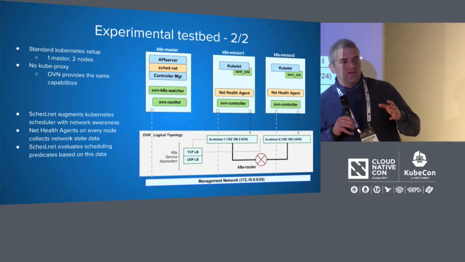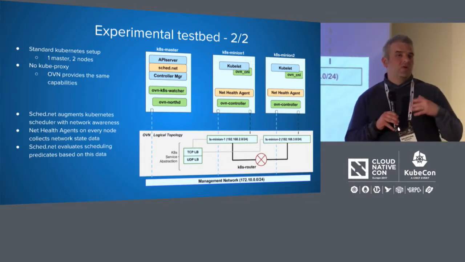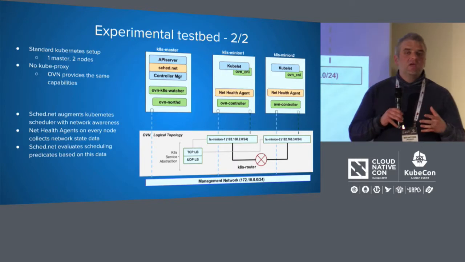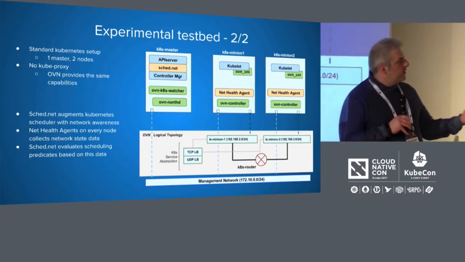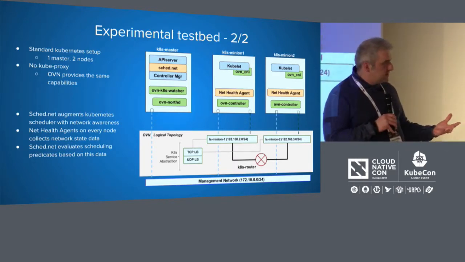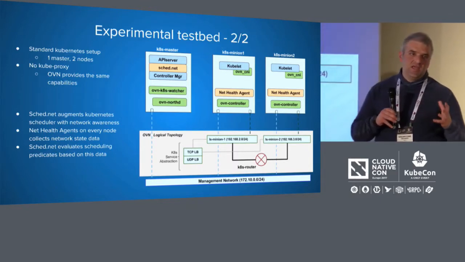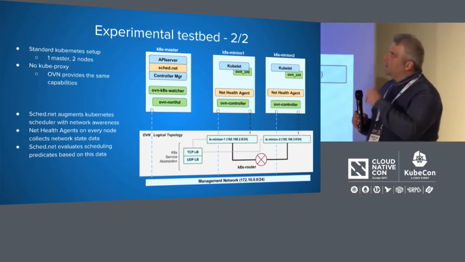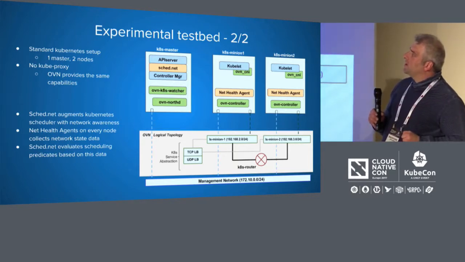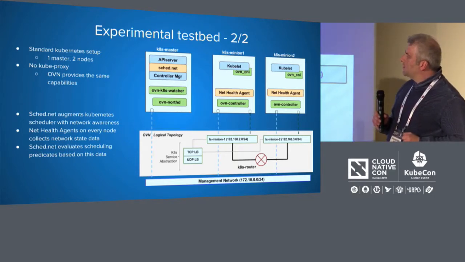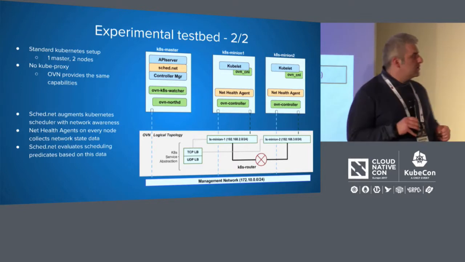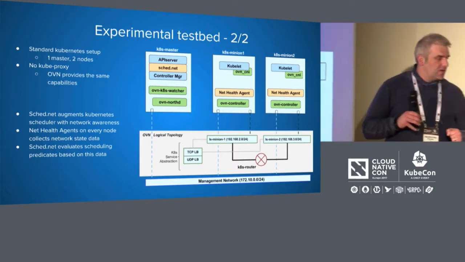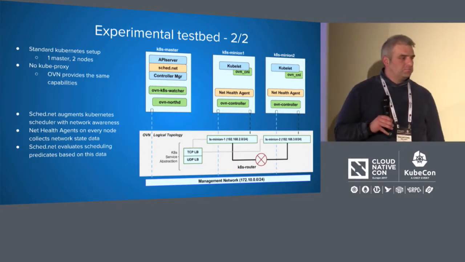And now, sched.net is not really a replacement for the Kubernetes scheduler. It is more correct to say, correct me if I'm wrong, an enhancement of the Kubernetes scheduler. So it is still the same Kubernetes scheduler, to which we added something for making it network aware. So I think this concludes the discussion of the testbed, and we can go ahead and see.